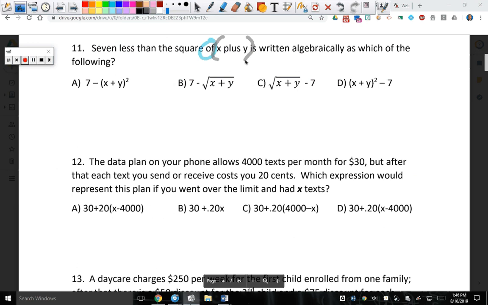Okay? So if I'm looking at this, what I can see is that parenthetic piece, that parenthetic piece, that parenthetic piece, and that parenthetic piece. Did it say square or square root? Square. So we know that this is not it and this is not it. You with me? And then the last thing is 7 less than.